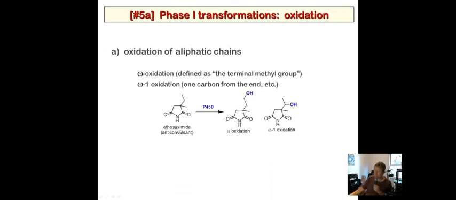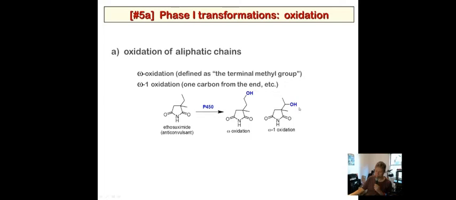So this is ethosuximide. It's an anticonvulsant drug. One of the metabolic products in the presence of P450 is the omega oxidation, which basically just attaches a hydroxy group to the end. And the omega -1 oxidation is hydroxy going to the next door carbon. So these probably happen because the chain sort of sticks into the P450 pocket, and then the terminal methyl could be oxidized. But it's usually going to be omega and omega -1.